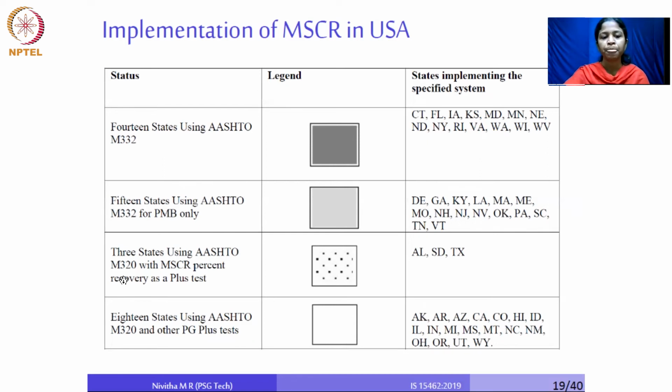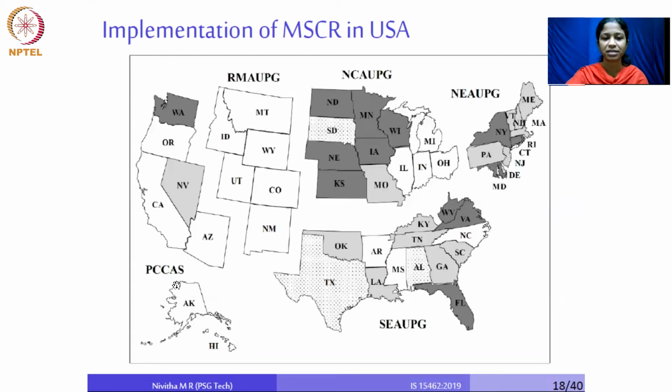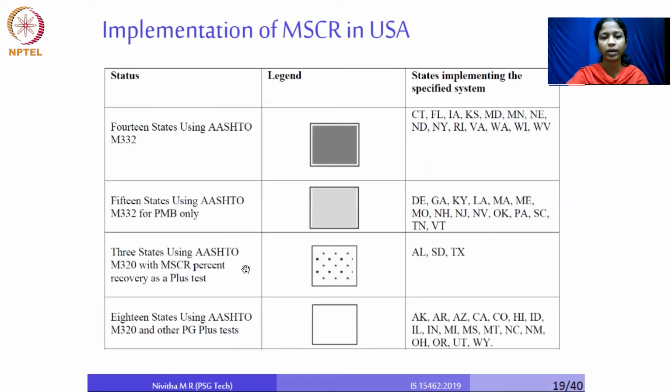Right, so 15 states use AASHTO M332 only for PMB, whereas these 14 states use it for any type of bitumen. Then we have 3 states which use AASHTO M320, which is an older code, with the MSCR test as a PG plus test. And 18 states are using AASHTO M320, which is the original PG specification, without any grade bumping or MSCR inclusion, and they are using some other PG plus test. So the entire country is divided on the use of tests to capture the performance of polymer modified bitumen. Though some states use MSCR, it's not completely implemented even in the US.